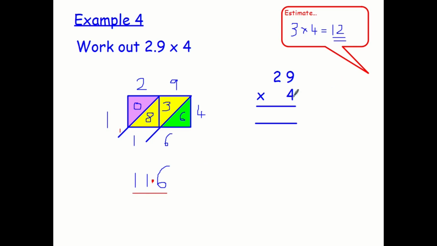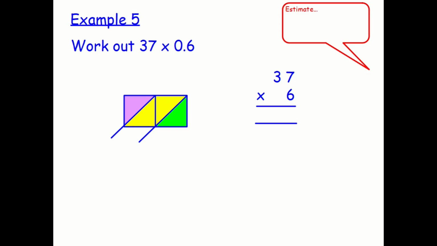Let's do the column method. 9 fours are 36. You put the units part there, the tens part there. 2 fours are 8. Plus 3, 8, 9, 10, 11. So you put the full 11 here. And then in a similar way to what I did over here, think about your estimate, think about where your decimal point goes. The final answer is 11.6.